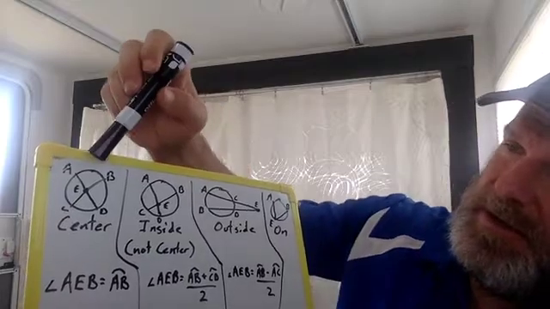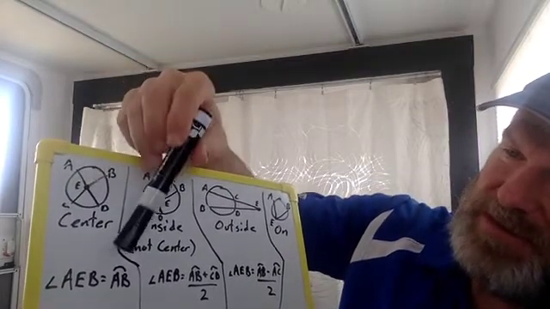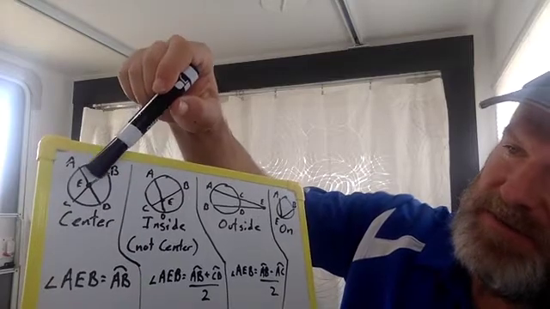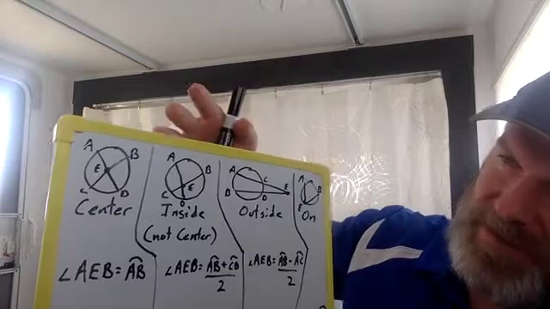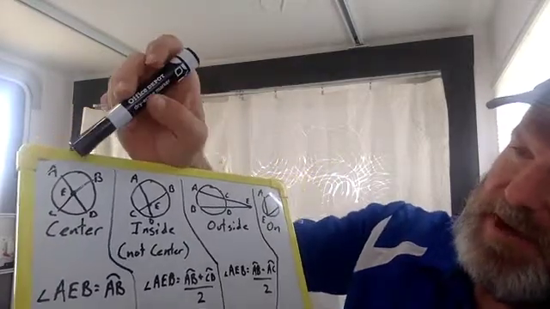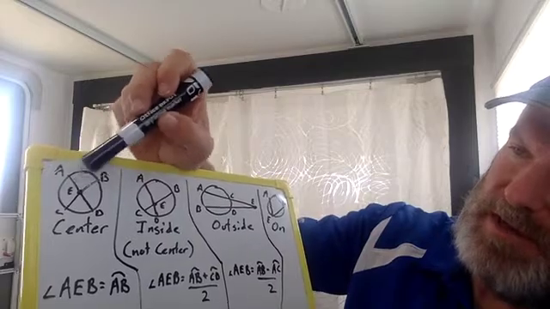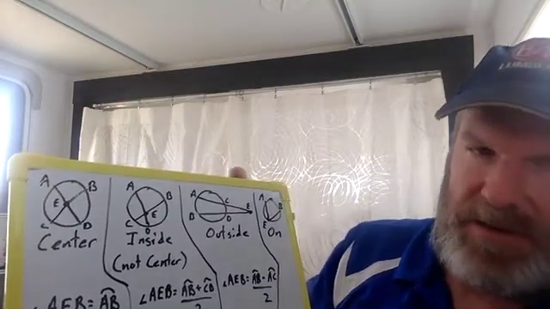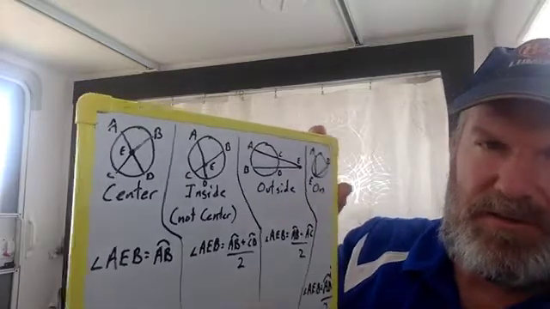Now, the arc and the angle, the degree measure of the angle, are exactly the same when the vertex is at the center. That's the easiest one. There really is no math to do. If you have a problem that tells you what the arc of AB is, you'll know what this angle AEB is because it's the same thing. These 3 are a little bit trickier. They're not going to be the same, so you're going to have to do a little bit of math.